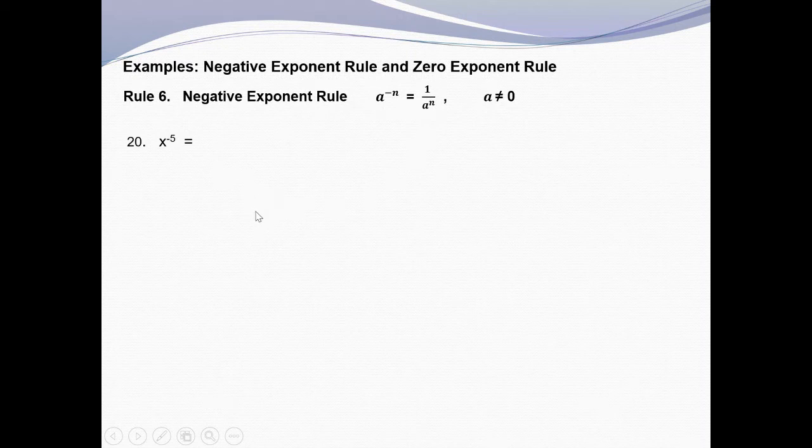Example, number 20. x to the negative 5 is equal to 1 over x to the 5th power. How about number 21? 3 to the negative 2 equals 1 over 3 squared, which is equal to 1 over 9.